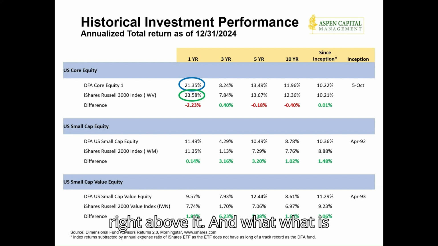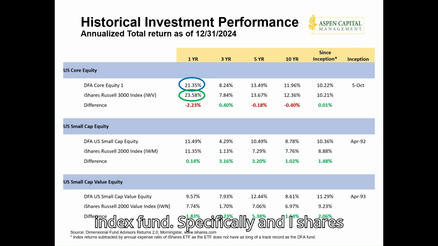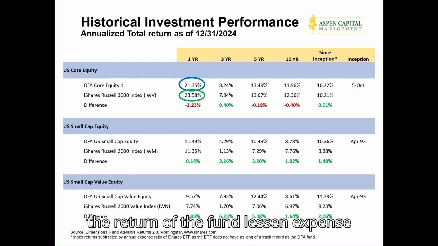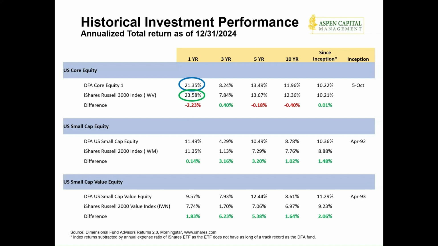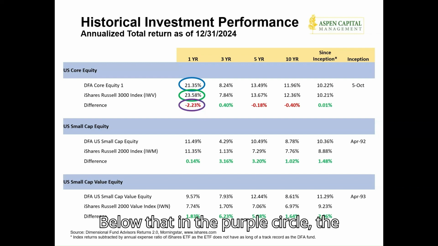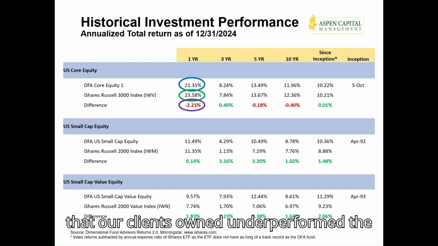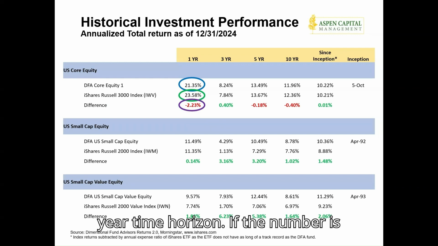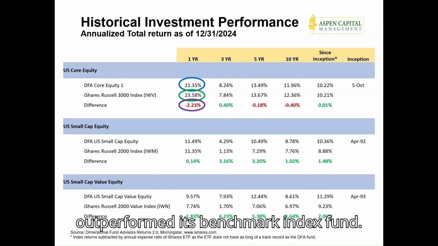And what is important to understand here is that we're showing the performance of a real index fund, specifically an iShares index fund, so that we can track the return of the fund less an expense ratio to make a real apples to apples comparison between fund performance. Below that, in the purple circle, the negative number indicates that the fund that our clients owned underperformed the benchmark index over that specific 1-year time horizon.